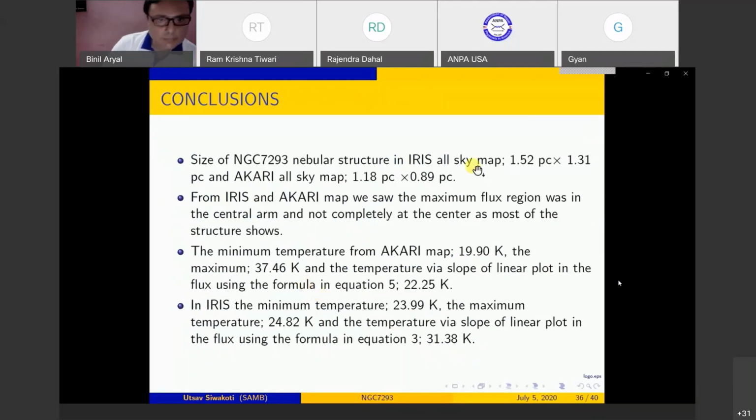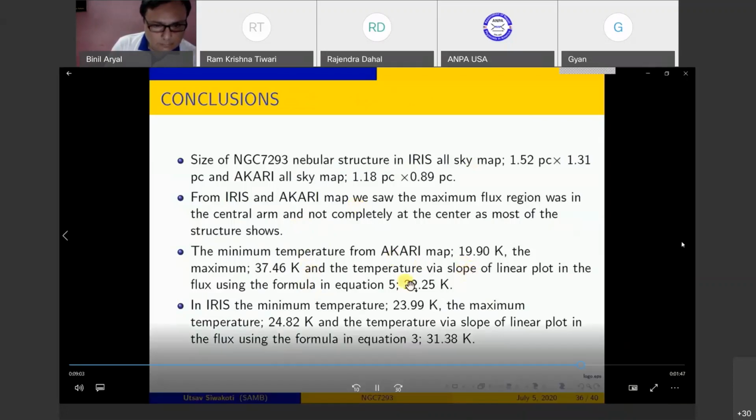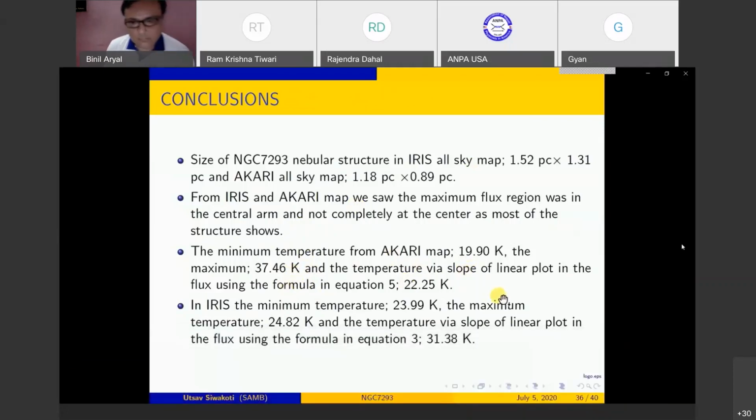So we calculated the size, and also we found that in case of both IRIS and AKARI, the maximum flux is not at the center, but towards the central spiral kind of arm. And the minimum temperature in case of AKARI is found to be 19.90 Kelvin, and maximum 37.46 Kelvin. Whereas the temperature via the slope of the linear plot in flux variation was found to be around 22.25. Similarly, in case of IRIS, minimum and maximum were found to be 23.99 and 24.82. And also, the temperature via the slope of the line was found to be 31.38.